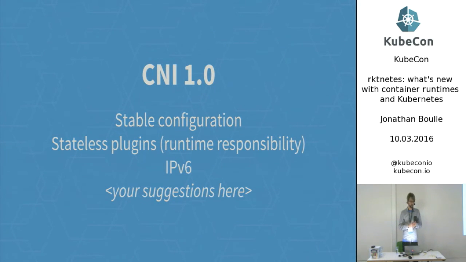And then CNI: the next thing that's coming up is that we need CNI to reach 1.0. We need it to reach something where we can call it stable and agree that, hey, we're happy with this model right now.